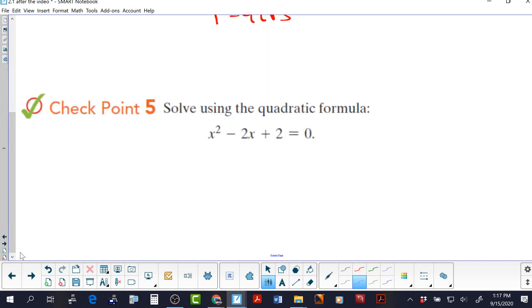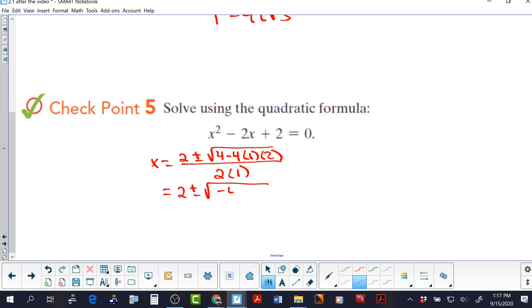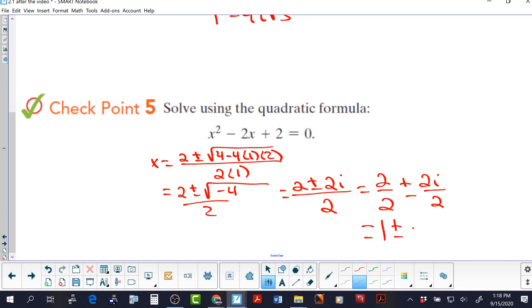Solve using the quadratic formula. So x is negative b plus or minus the square root of b squared minus 4ac all over 2a. So 2 plus or minus, let's see, 4 minus 8 is negative 4 over 2. So 2 plus or minus 2i, square root of 4 is 2, but it's negative, over 2. And then you can factor out a 2 on top and cancel with the 2 on the bottom. So you end up with 1 plus or minus i.